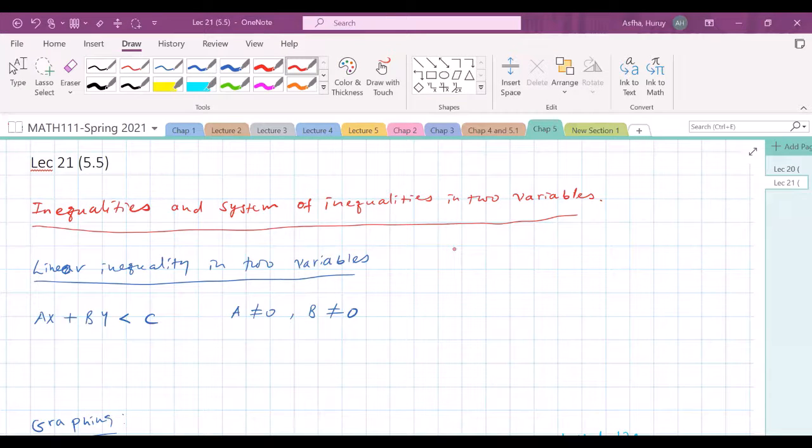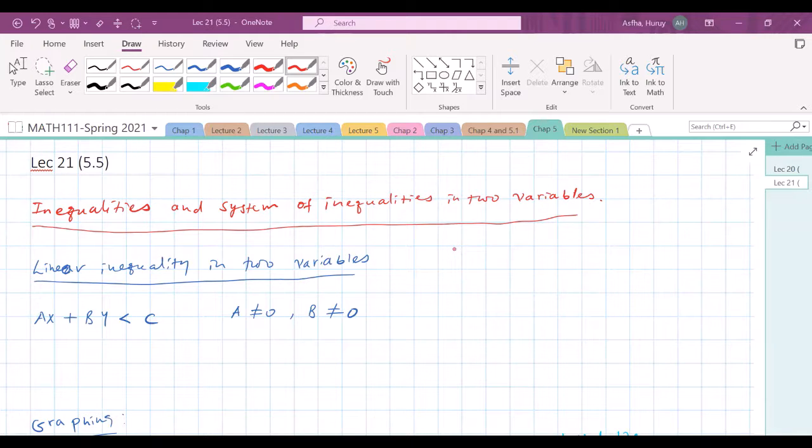Hello everyone. Today we will learn inequalities and systems of inequalities in two variables, and then we will see how to graph and how to solve such kinds of inequalities. Now, first, just as a recap, last time we learned systems of linear inequalities or linear inequalities in one variable.